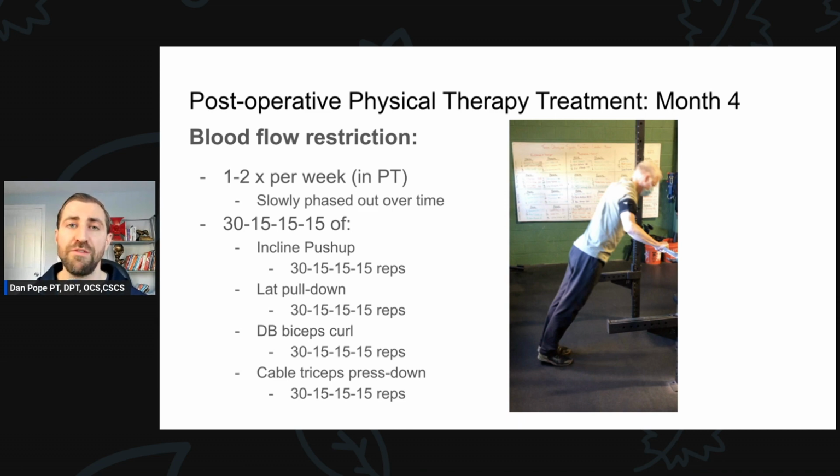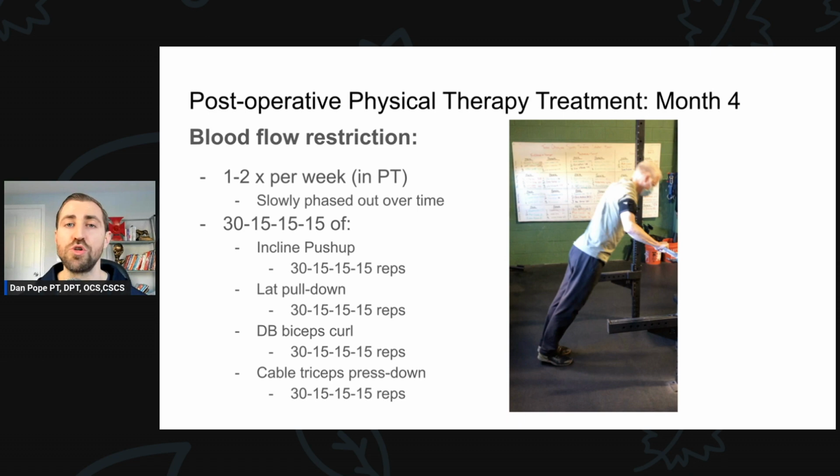So we were doing BFR twice a week. Now we're doing it 1 to 2 times a week. So I slowly transition away from BFR over the course of time. But the movements we're choosing are now getting more challenging. Okay. So the movements we're choosing now at month 4 are going to be an incline push-up, a lat pull down, a biceps curl with dumbbells, as well as cable triceps press downs. We're doing 30, 15, 15, 15 repetitions. That's 30 repetitions followed by 30 seconds rest, and then 15 repetitions followed by 30 seconds rest, then 15 repetitions followed by 30 seconds rest, and then 15, right?